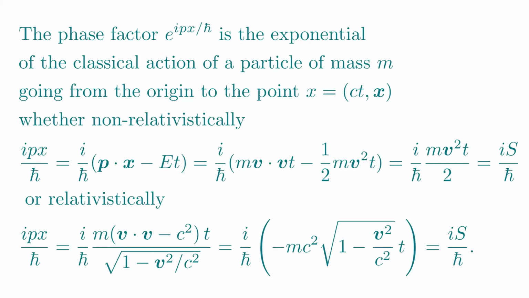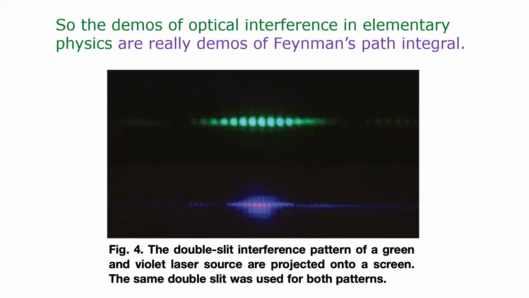This phase factor that we see all the time in physics, including elementary physics, is the exponential of the classical action of a particle of mass m going from the origin to the point x, whether non-relativistically or relativistically. So if you write p dot x, it's the vector p dotted into the vector x minus et, and these terms cancel, and this is then the action and times t, and so it is over h bar. The same thing relativistically, although it's more complicated. So in other words, the demos of optical interference in elementary physics are really demos of Feynman's path integral.